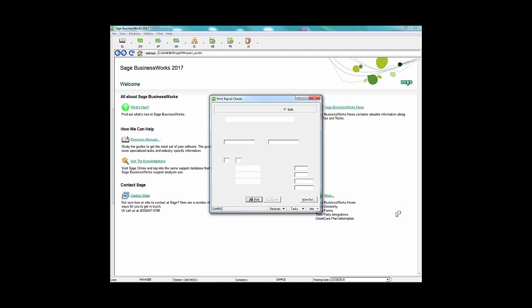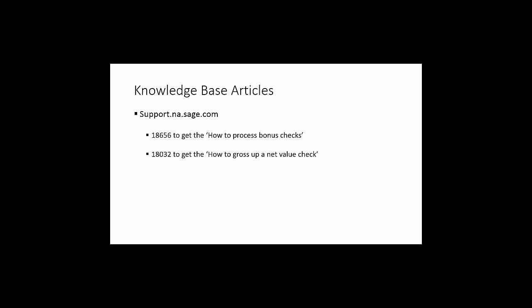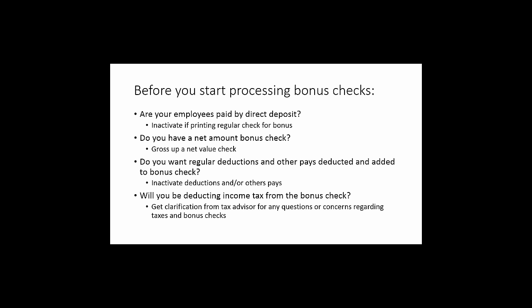Okay, so we close out of here and then we're done. As a quick review, don't forget to check the Sage customer portal for the 2 knowledge-based articles that will help you in processing the bonus checks, articles 18656 and 18032. Also, if you have employees who are paid by direct deposit and you are going to be printing a check for bonus checks, you will need to inactivate any of those direct deposit employees in Maintain Employees. After you finish processing their checks, you will need to go back in and activate those employees again for direct deposit before you do the next payroll that requires direct deposit.